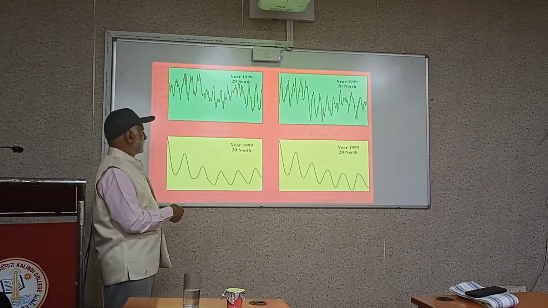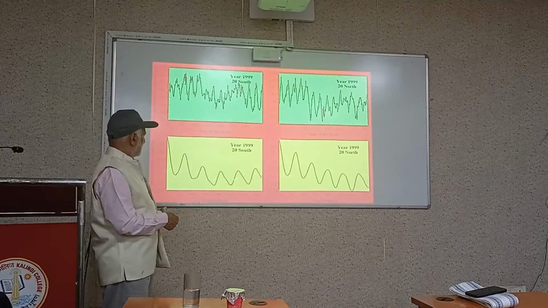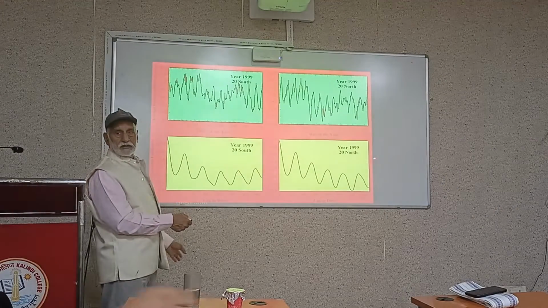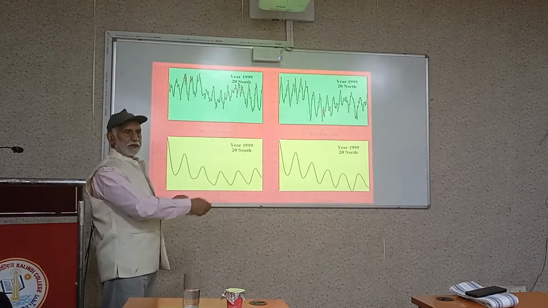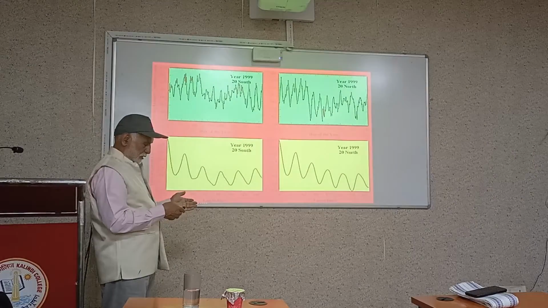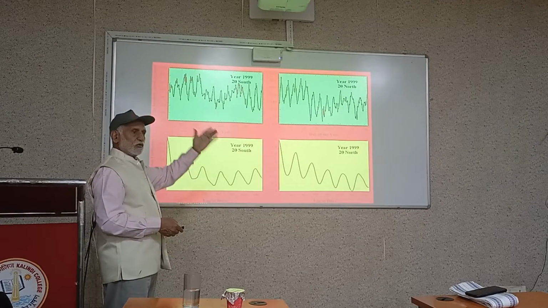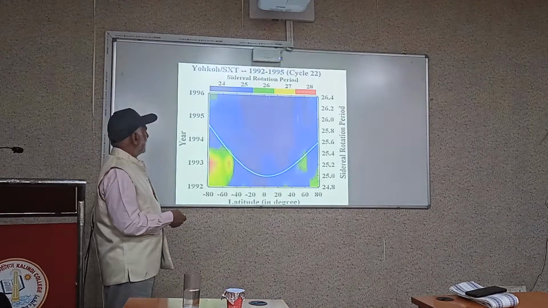This is for 20 degrees south, and this is the same thing for 20 degrees north. And you see that the modulation is of a different kind. There is also a difference in time, so in different years it will also be different. So like that you can do a lot of work.